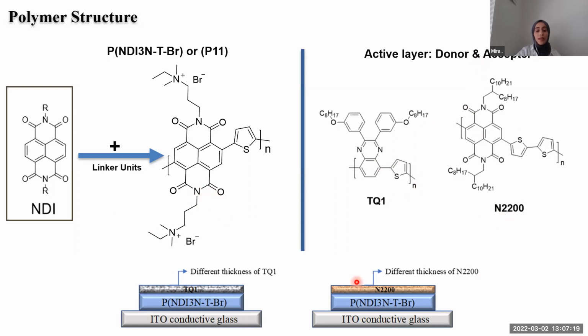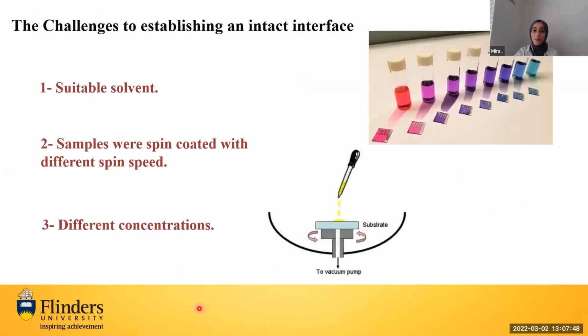What I did in my work was make a thick layer of P11 and, on top of it, thin layers of TQ1 and N2200 of different thicknesses, ranging from a few nanometers to 7 or 10 nanometers, to see what exactly happens at the interface when we put those active layers on the cathode interface layer.